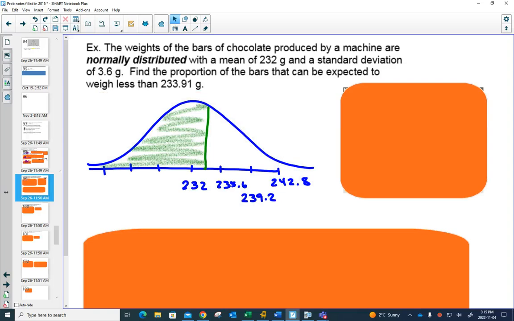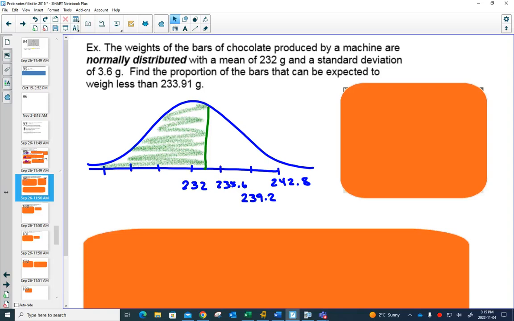Sorry, I have to apologize, that was a bad coloring day. That crayon work is not up to par. But we could draw our normal distribution, put our mean in the middle, add 3 standard deviations above, and this time I just marked 3 standard deviations below. And I put a bar about where 233.91 was. Unlike what we had before, this one doesn't work out perfectly.